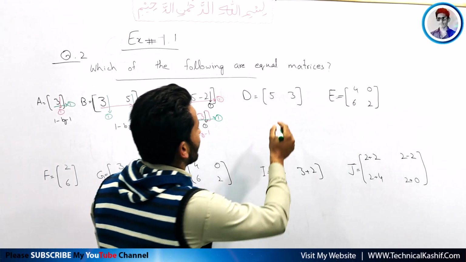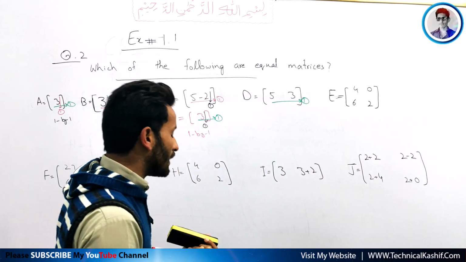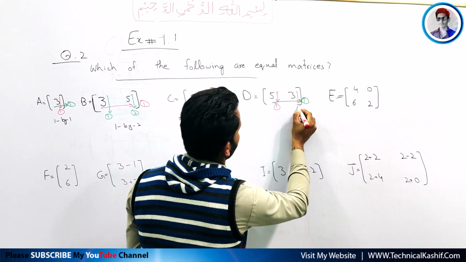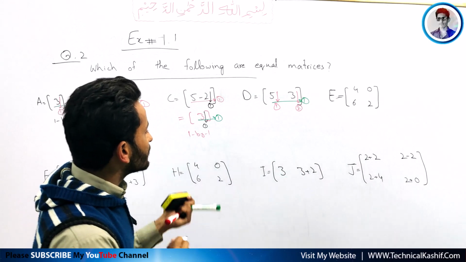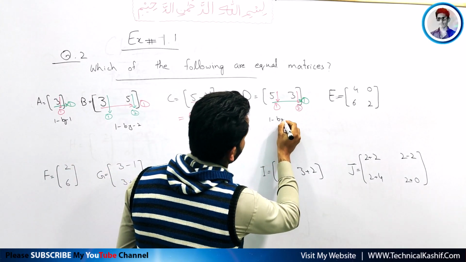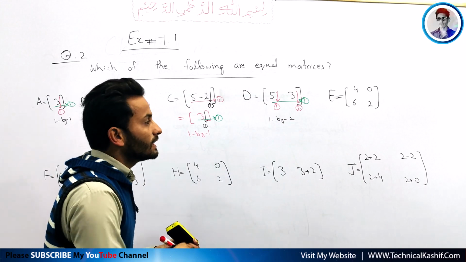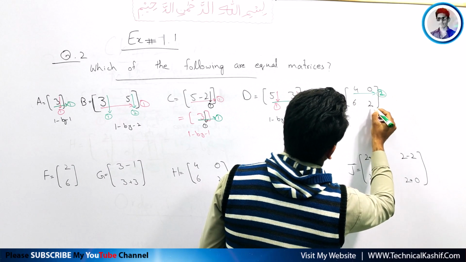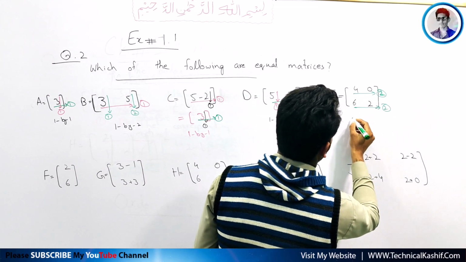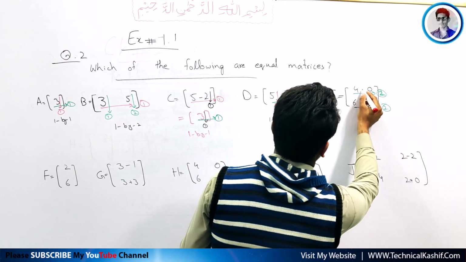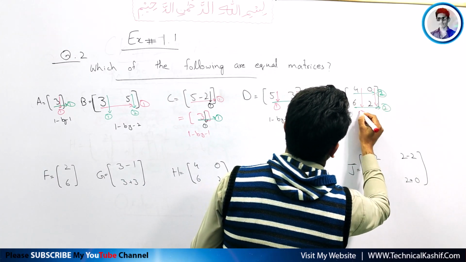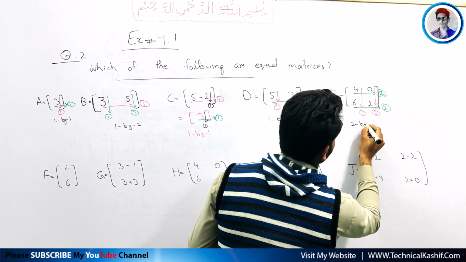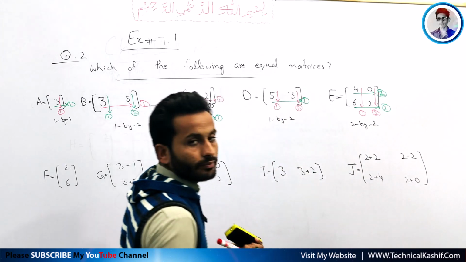See the next one. There is only a single row in this matrix, and the number of columns is 2: first column and second column. The order of this matrix is 1 by 2. See the next one. The number of rows is 2 and the number of columns is also 2. The order of this matrix is 2 by 2.